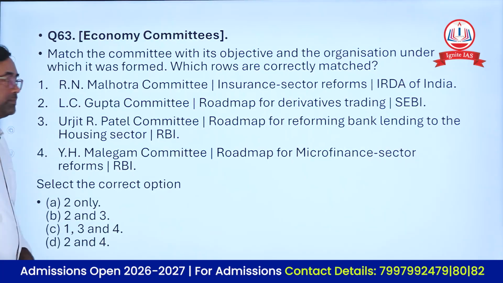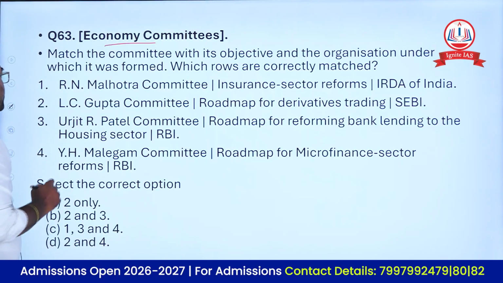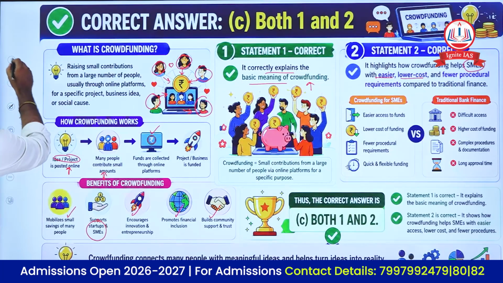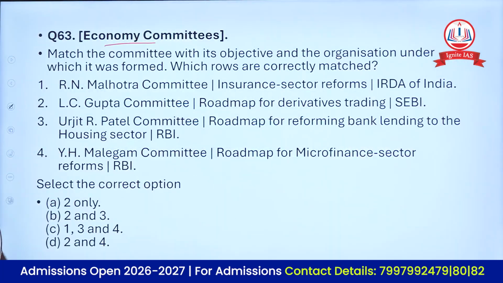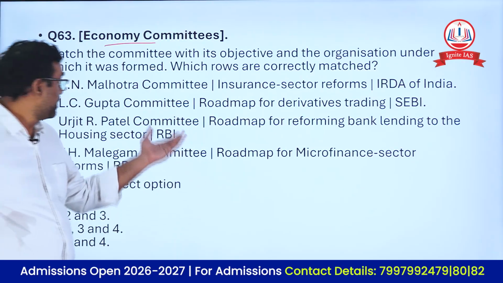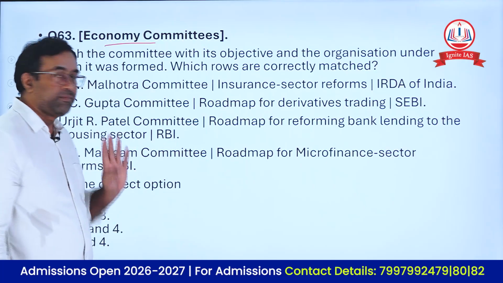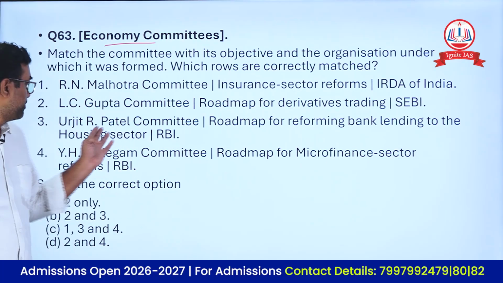Option C is the correct one. So next one, economy committees. So different types of committees are appointed by the government from time to time. They have given 4 committees. Which of the following statements are correct?